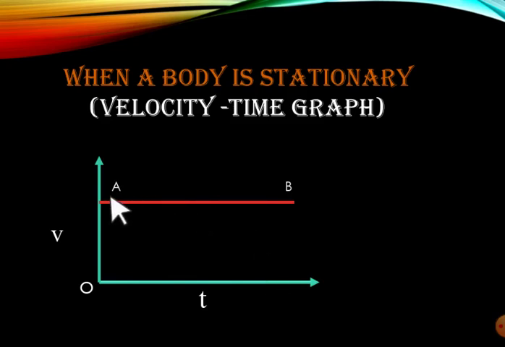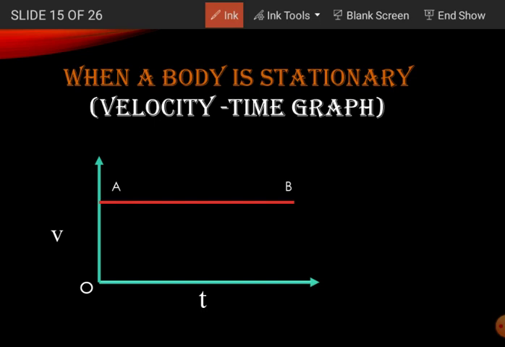But this graph is not a velocity time graph for a stationary object. If the object is stationary, then what happened? The speed of the object will be equal to 0, or the velocity of the object will be equal to 0. In that case, if the velocity time graph is drawn for the stationary object, then it will be here like this. Got it? Parallel to the time axis. I cannot draw it nicely as I'm drawing onto the screen.